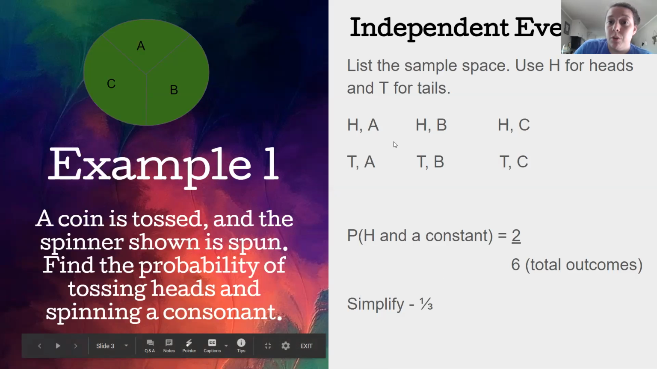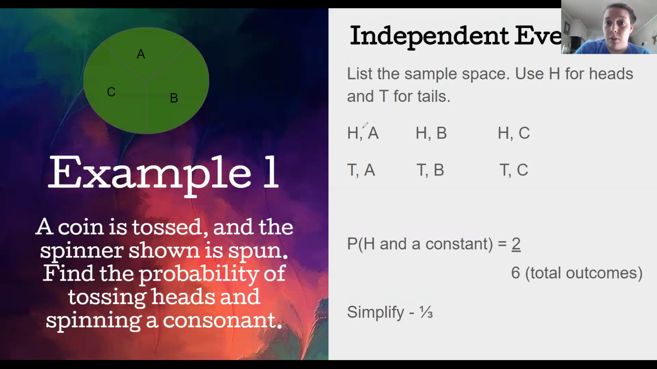Looking through your list, landing on H, I can cross everything out that has a T in it because I don't need to worry about those. And then I know that A is a vowel, so I can cross that out as well, which leaves me with just the HB and the HC. So I have two ways that I can land on that. And then the bottom number would be 6, because I had a total of 6 outcomes that you listed. So your answer is 2/6 or 2 out of 6. But remember to always simplify that. On that one, I can simplify to 1/3.